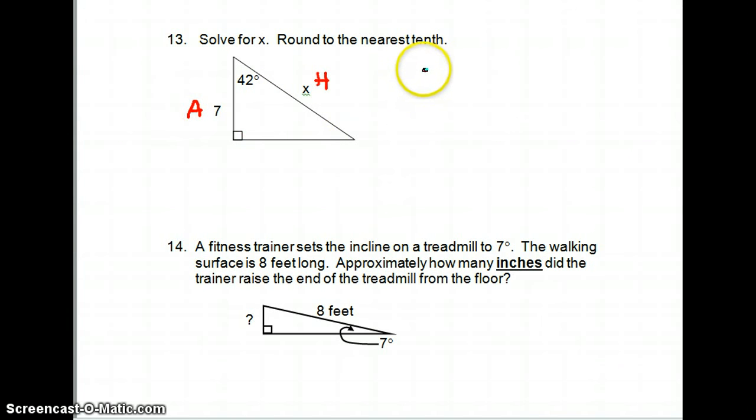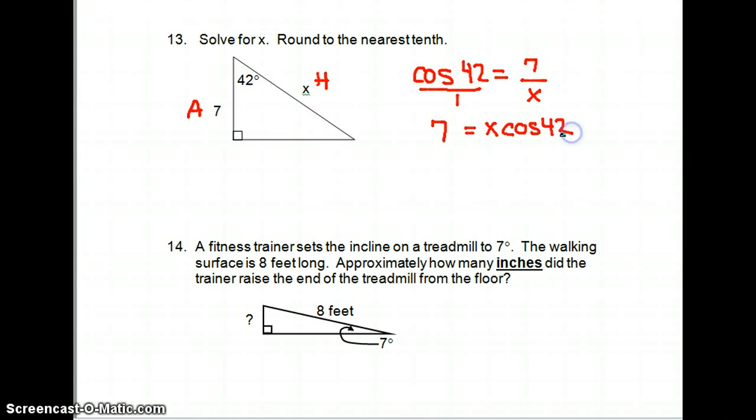We're going to use cosine. Cosine of the angle measure 42 equals adjacent over hypotenuse, so 7 over x. And when x is on the bottom, we can cross multiply, so 1 times 7 is 7 equals x times cosine of 42.